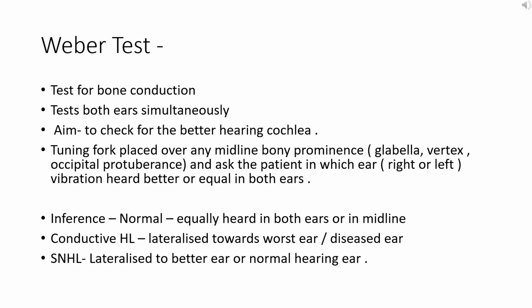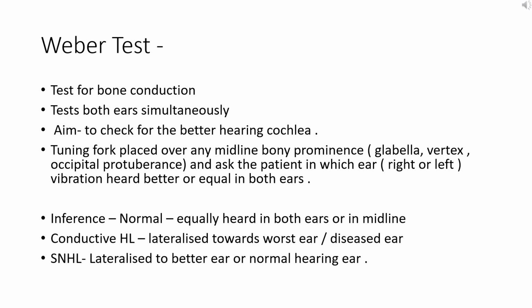Next is the Weber's test. It is done basically for bone conduction, and it tests both ears simultaneously. So basically we look for the better hearing cochlea among the two ears. In this, the tuning fork is placed over any midline bony prominence. It can be the glabella, the vertex, or the occipital protuberance. And we ask the patient in which ear, right or left, the vibration is heard or felt better, or if equal in both ears.